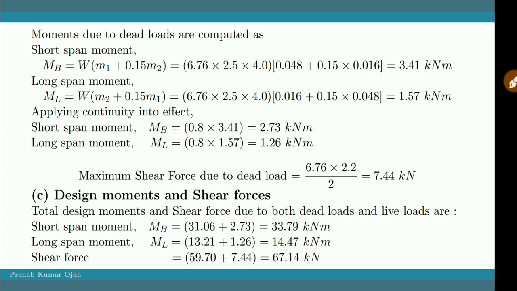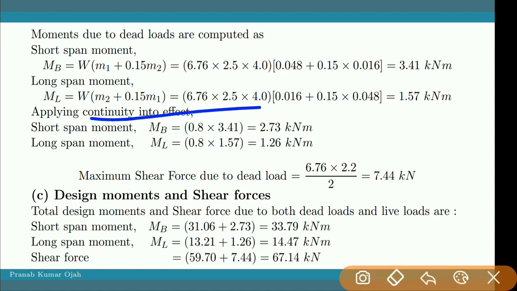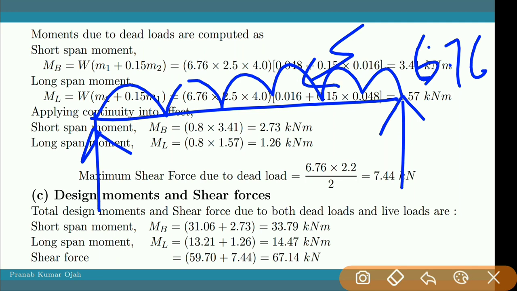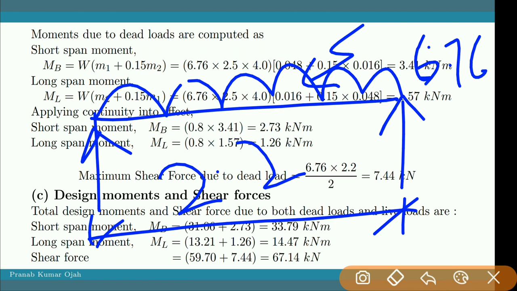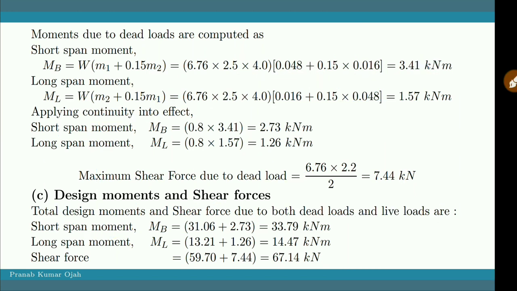Next, the maximum shear force due to the dead load. So 6.76 is the dead weight of the slab panel. For the reaction at the support, if I imagine a simply supported beam, this is the UDL acting over the beam, which is 6.76. So the total load acting on this beam is 6.76 into the span 2.2, and the total weight acting on the beam will be equally distributed to these two supports. That's why for each support it will be divided by 2. So the support reaction at any one of the supports is 7.44, which is the value of maximum shear force due to the dead load.